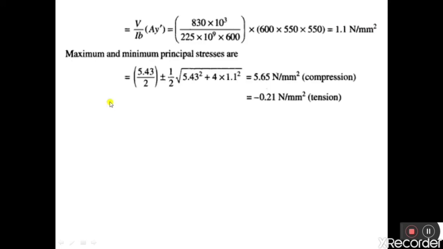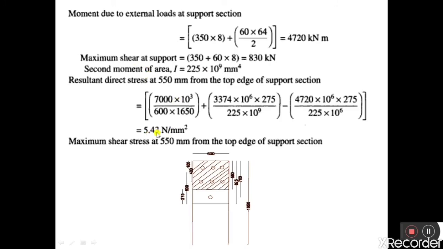So next, to calculate maximum and minimum principal stresses. Here in this case, there is no vertical prestressing. Therefore, the term f of y will be eliminated. Therefore, the final formula for calculation of maximum and minimum stresses will be f of x by 2 plus or minus 1 by 2 square root of f of x square plus 4 into tau v square. So substituting the values of f of x and tau v. So f of x is 5.43, which we have calculated here.